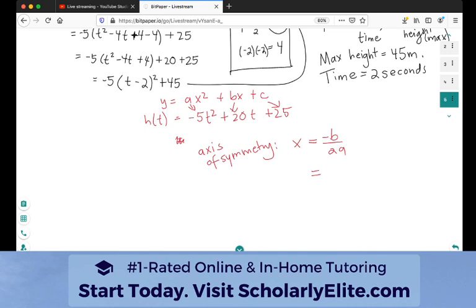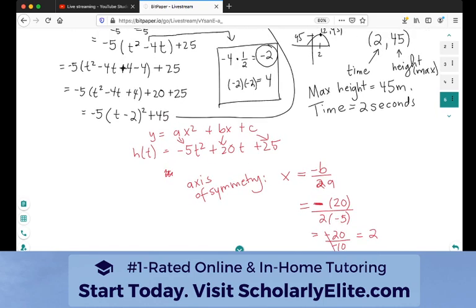So b is actually positive 20. I'm keeping this negative sign because the actual equation has a negative sign. Plugging in 20. If 20 was negative, I would plug it in as a negative, but in this case it's positive, so I plugged it in positive. And then 2 is part of my actual equation, so I leave that the same. And then the a value here is negative 5. So this becomes negative 20 divided by negative 10, which we know the negatives cancel, and this becomes positive 2, which we already know from right here is our x value of the vertex.